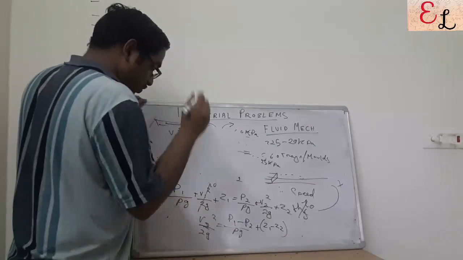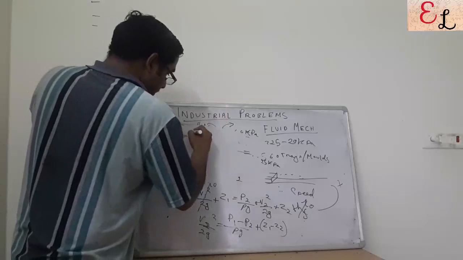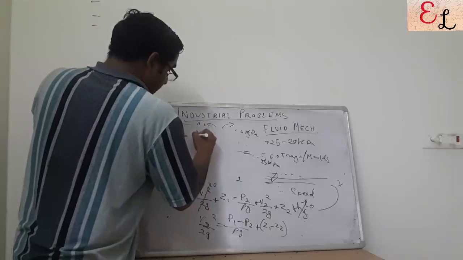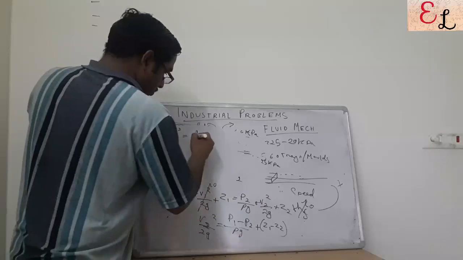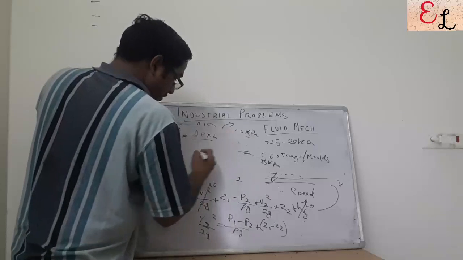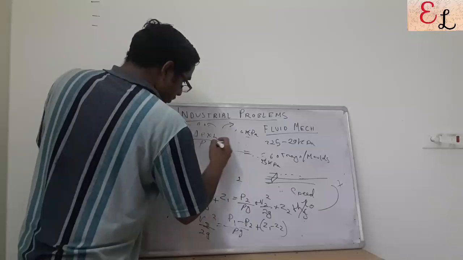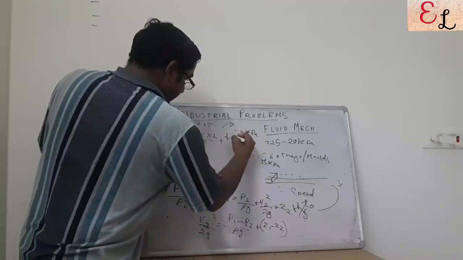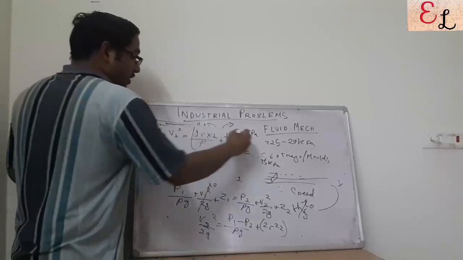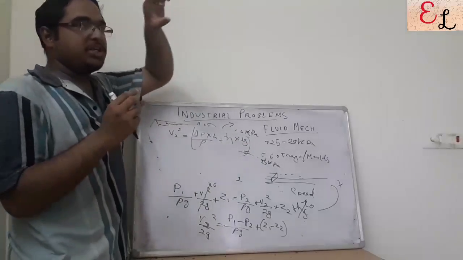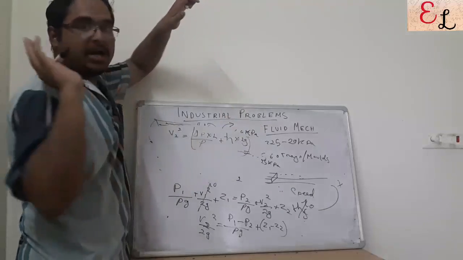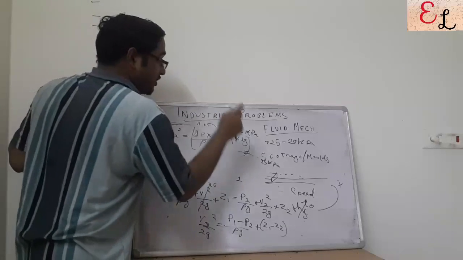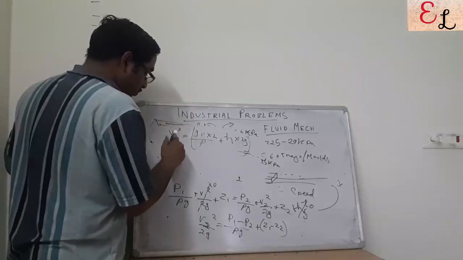V2 square is nothing but P1 minus P2, that is delta P, into 2 by rho plus Z1 minus Z2, that is H into 2G. So this is the formula. So we know delta P, we know the top bed pressure is 80 kPa, the atmospheric pressure is 101 kPa. So we minus that, we know delta P is 20, we know 2, we know rho, we know H, we know G. All known, we find V2. We get V2.